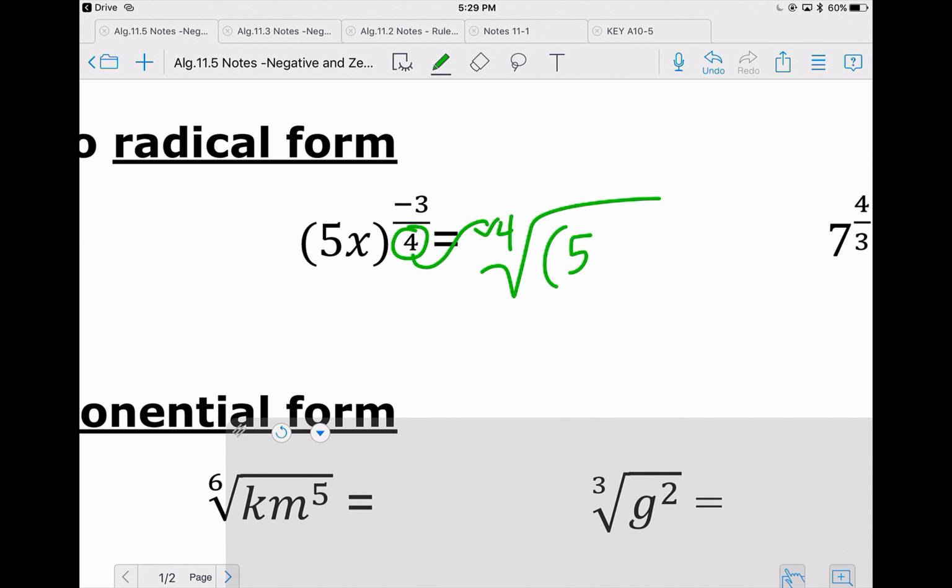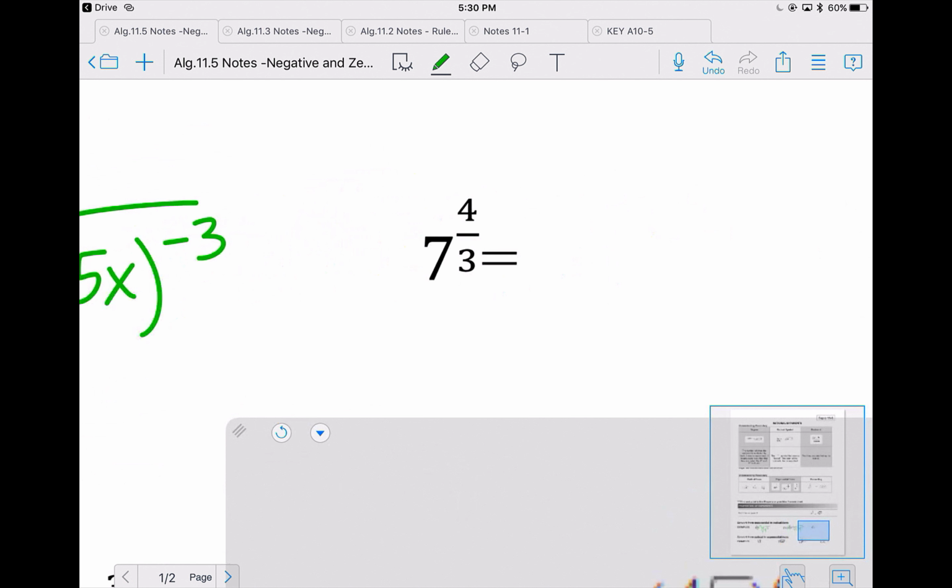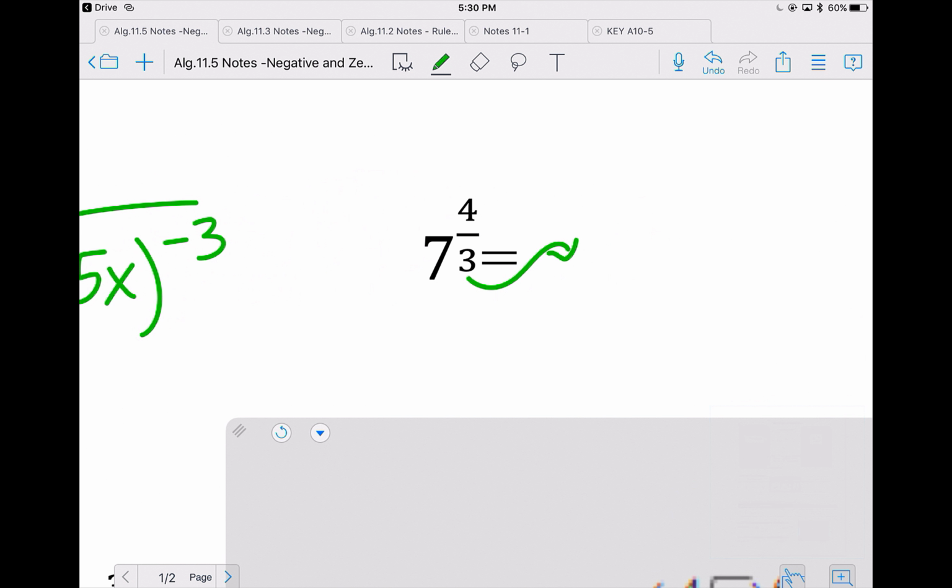5x is going to stay in parentheses, and negative 3 goes on the inside with the rest of our radicand. So again, our pattern here is whatever the denominator of our fraction is in the exponential form goes on the outside, everything else follows and goes on the inside. So for this problem, 3 goes on the outside, 7 to the 4th goes on the inside.